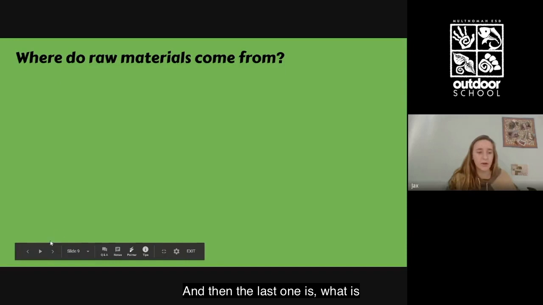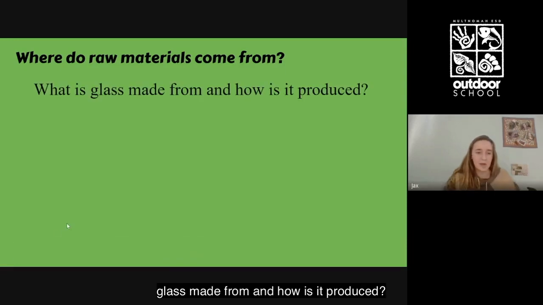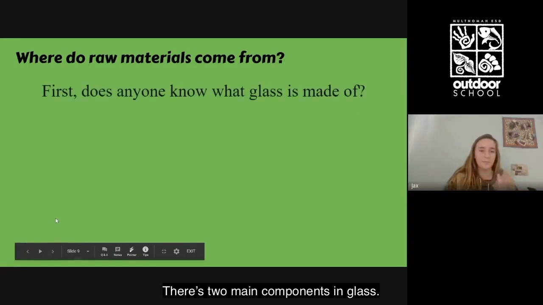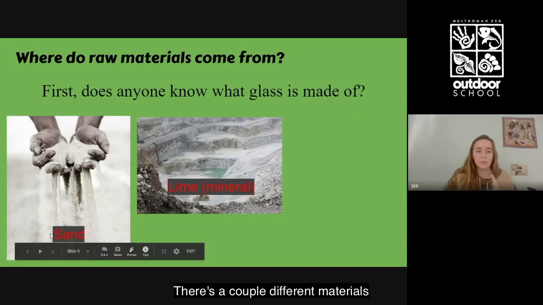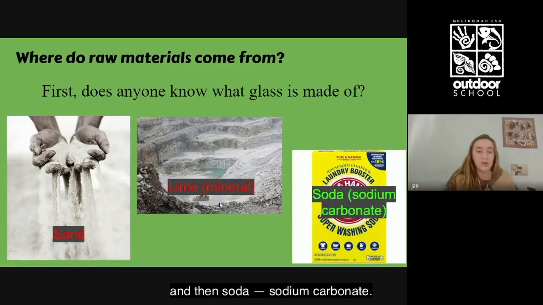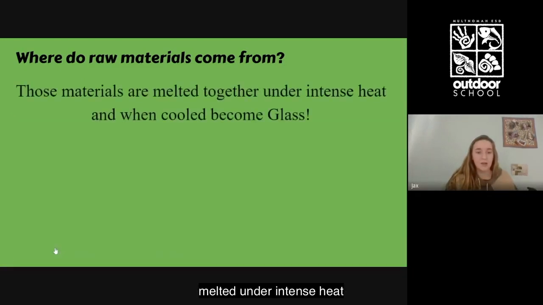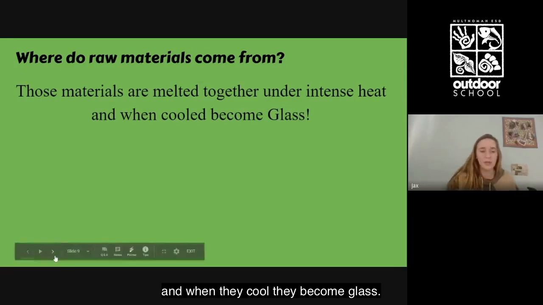And then the last one is, what is glass made from and how is it produced? Go ahead and pause this video and take a second to think. So there are a couple different materials that glass can be made out of, and there are three of them. So it's sand, lime, which is a mineral, and then soda, sodium carbonate. So essentially these materials are going to be melted under intense heat, and when they cool, they become glass.